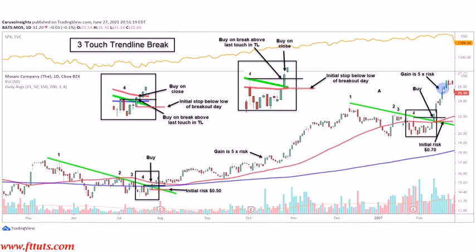So looking for that multiple touch trend line, again, 2 touch points are just not enough. You absolutely need 3 or more. That third point confirms that that trend line is valid and is an actual point of resistance for the stock.